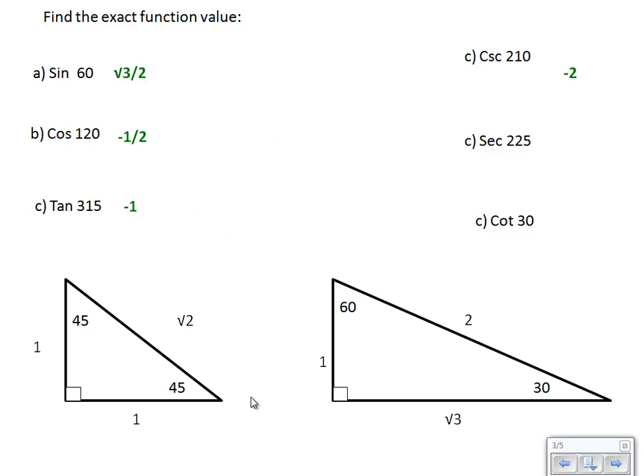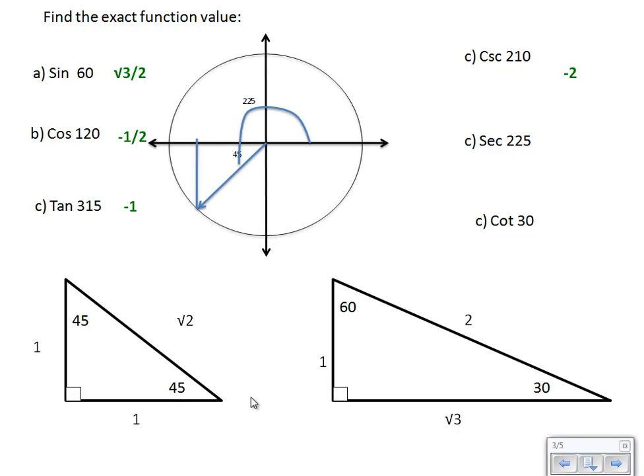Here we go, secant of 225. I already know my reference angle. It's 45. It has to be. It ends in a 5. Excellent. So secant is cosine flipped. So secant of 45 is hypotenuse over adjacent. And it doesn't matter which one I pick because both adjacents are 1. And it's negative once again because I'm in the third quadrant where only tangent is positive. And this is secant, so it's negative.